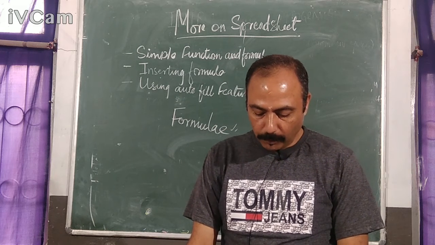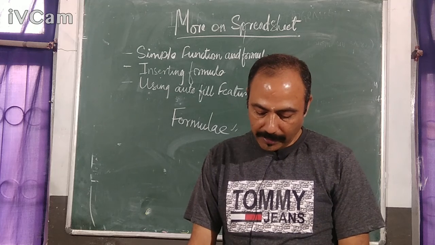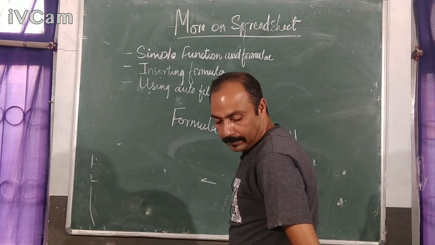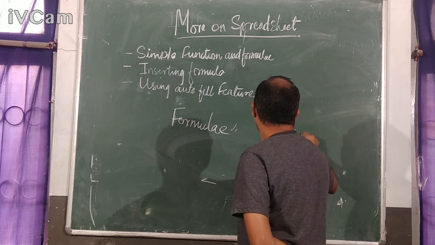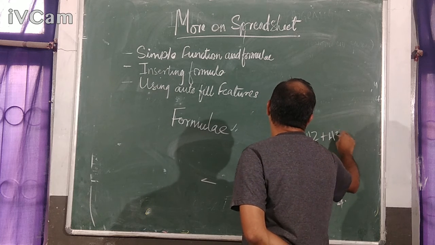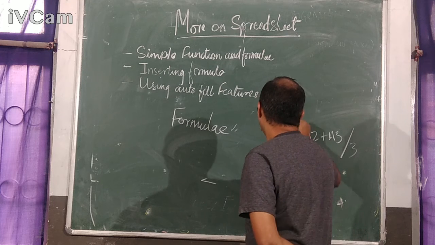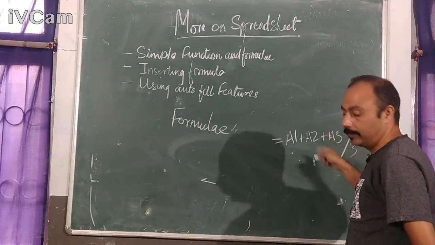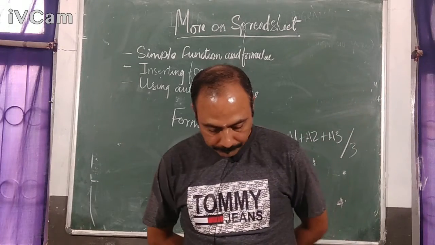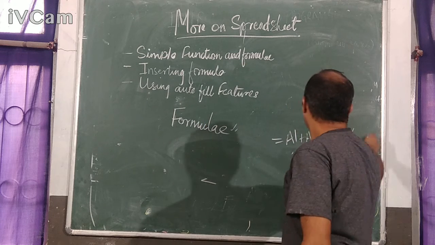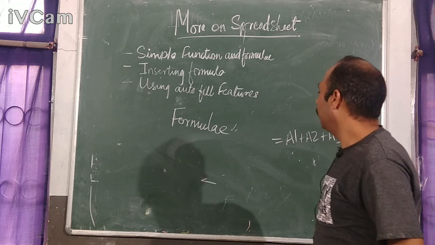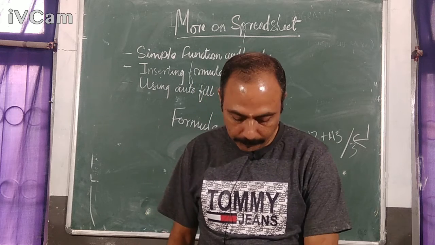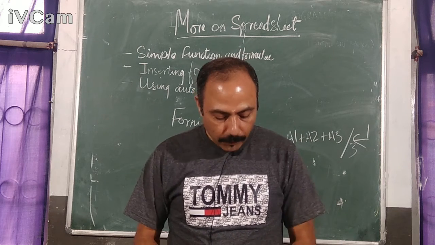a formula to calculate the average of the numbers in cells A1 to A3: equals A1 plus A2 plus A3 divided by 3. So this is the formula. A1 means the value which is there in the A1 cell, A2 means the value in the A2 cell, and A3 means the value in the A3 cell. When you press enter, you will get the result of that average in the cell which you have selected.